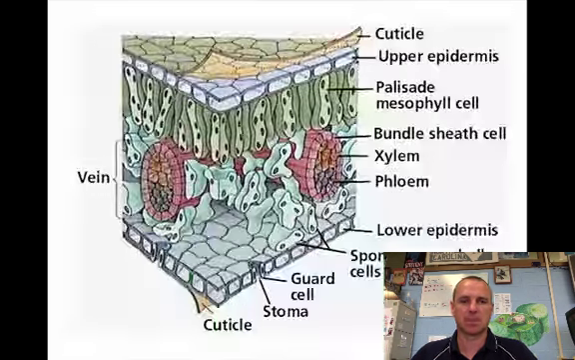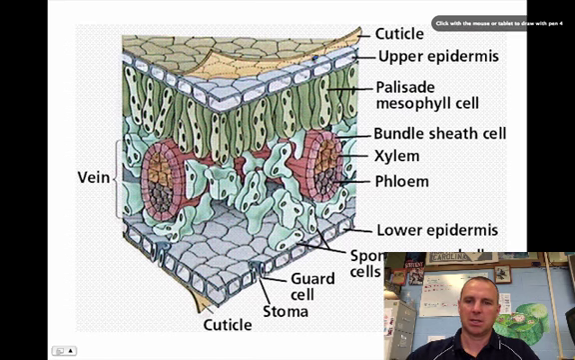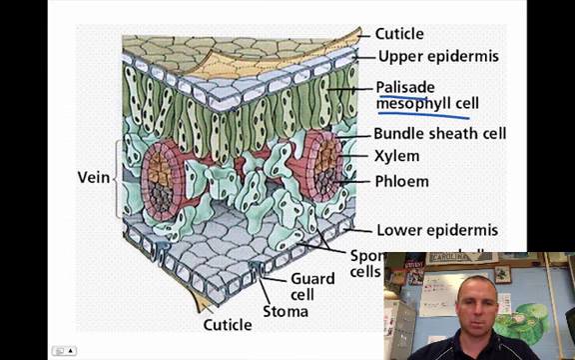Now you need to be able to label this diagram, but there's a couple of things I want to show you. This layer right here called the palisade mesophyll. This is where chloroplast would be found. All right. Chloroplast would be found in this layer. Makes sense. This is the top of the leaf, right? This is the bottom of the leaf. So that makes sense that chloroplast would be found at the top, because that's where photosynthesis takes place.